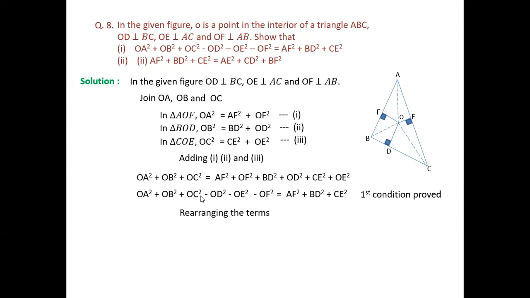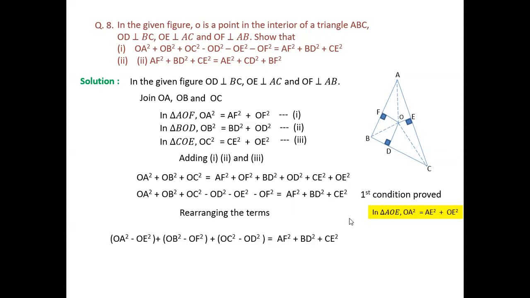Second, now let's rearrange the terms to get the second answer. Rearranging it, see how we have wanted AF square. Okay, AF, BD, CE, AF, BD, CE. These three are already there. So we need not touch this part. We are interested in AE. Where is AE? AE is here. If this is AE, then AO minus OE will give you AE. So let us see. I'll just show you how it is.